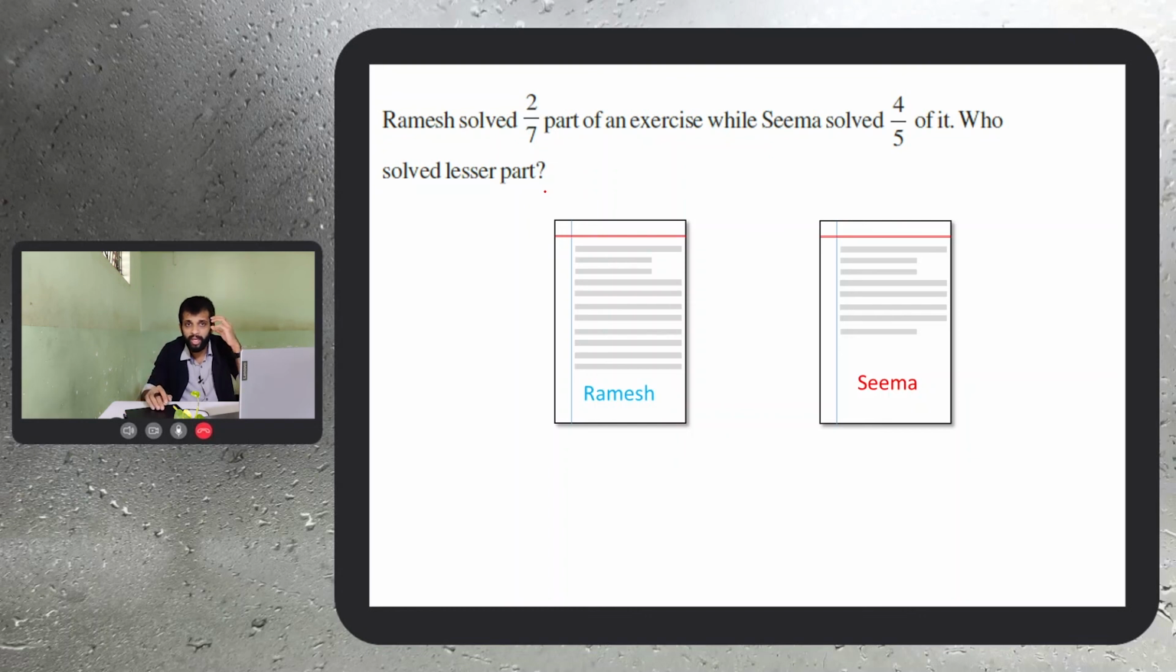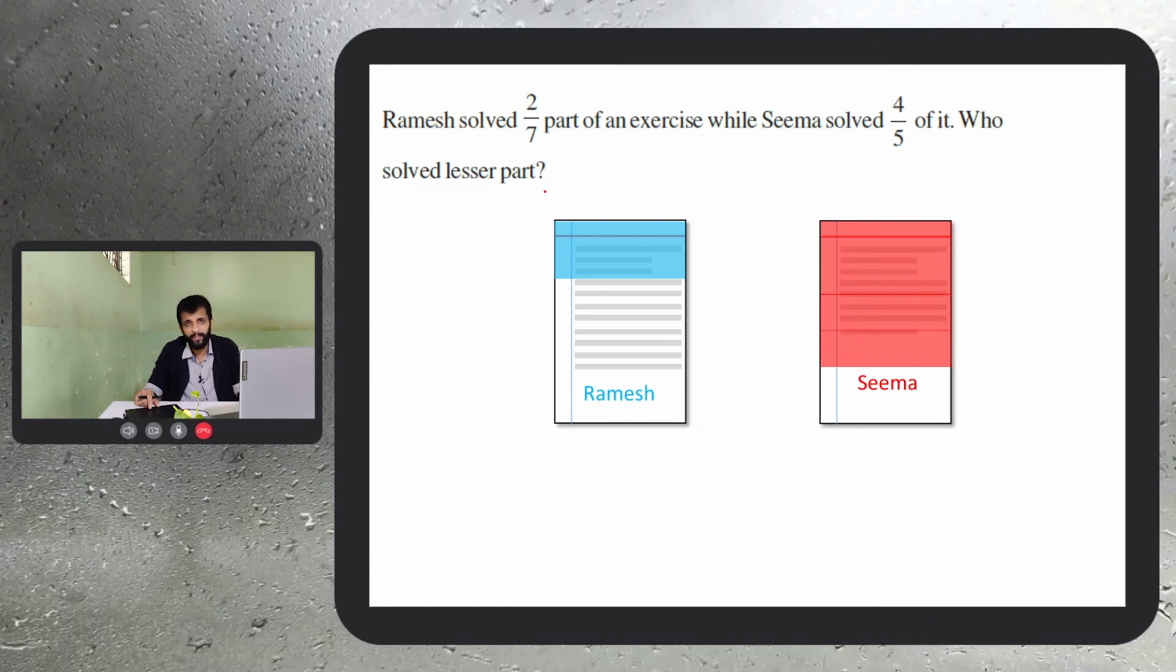I hope you are able to visually think this entire concept. So this would become first part and second part. So here it is done. And Seema solved how many? 4 parts out of 5. So her quantity of the exercise, which is the same for both of them, they have solved the same exercise, right? But in her case, we are dividing that entire exercise into 5 equal parts, out of which 4 she has solved. Now clearly when you look at the blue side and the red side, you can tell who has solved the lesser part.